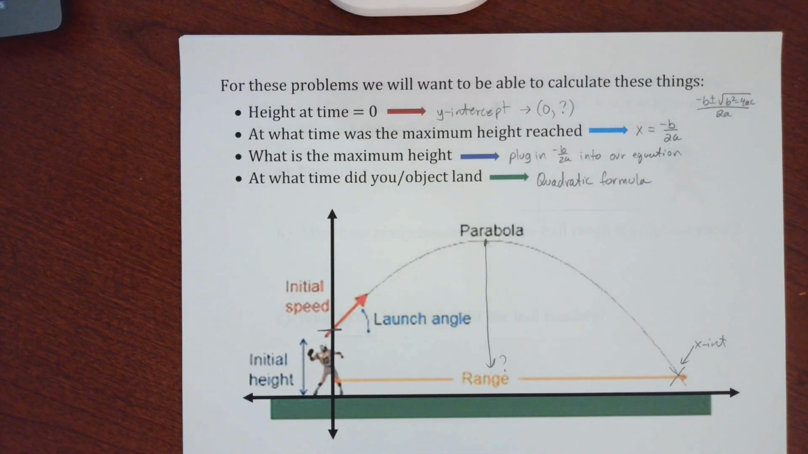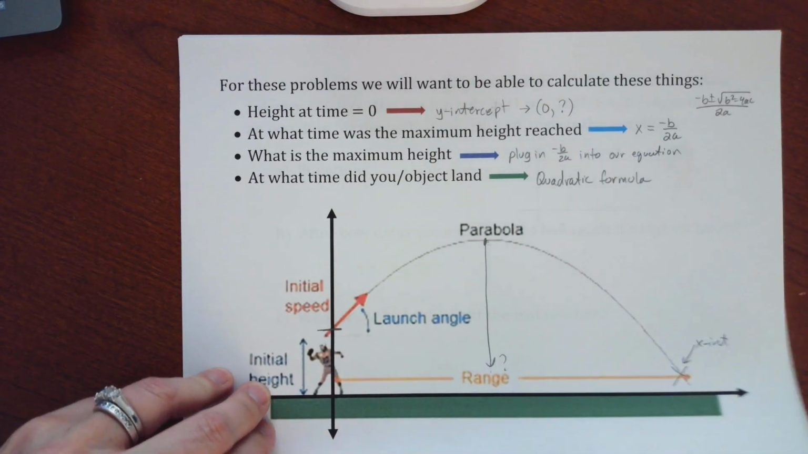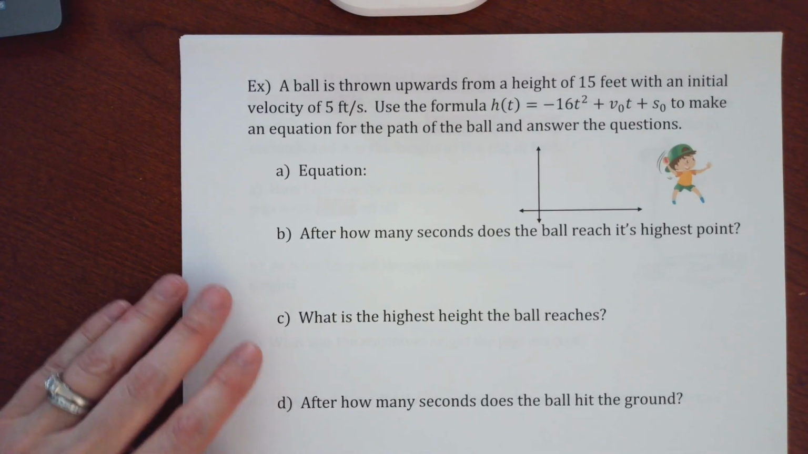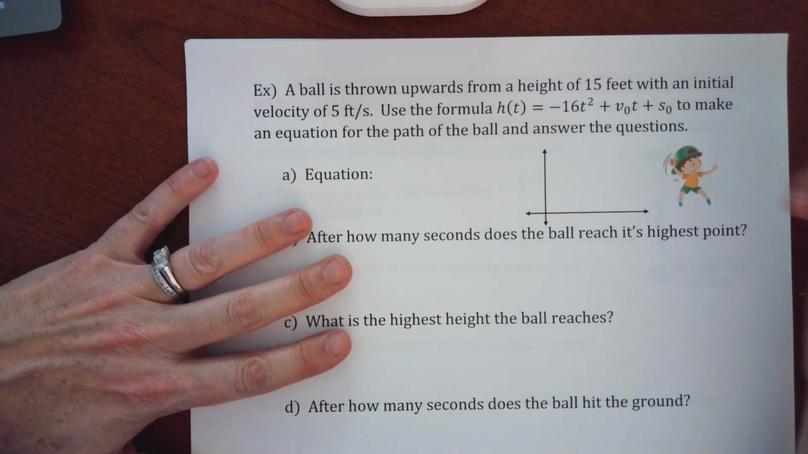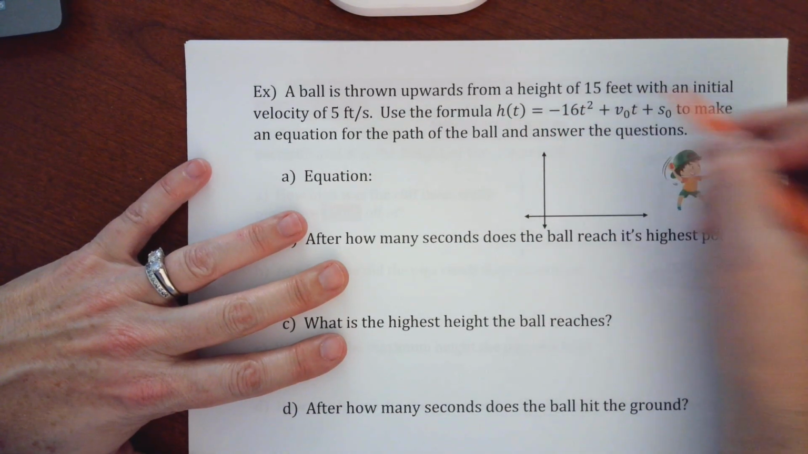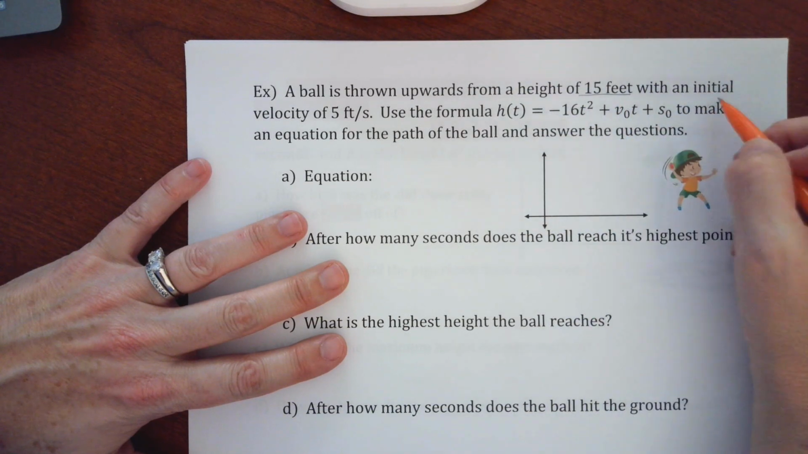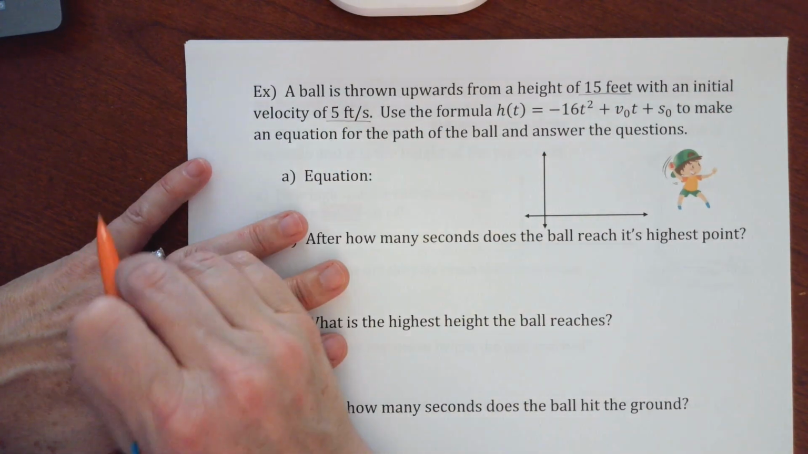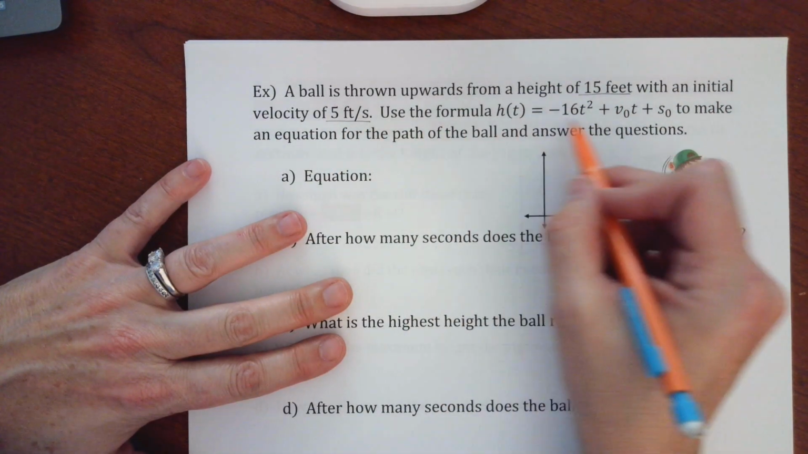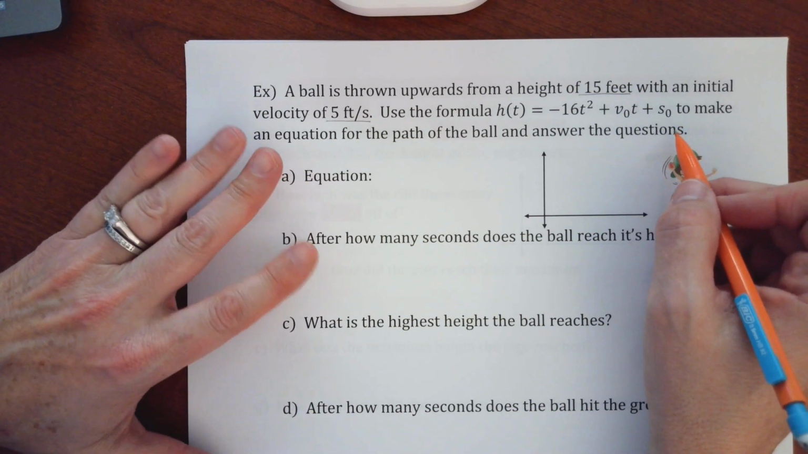Okay. All right, so here we go. Let's try one. All right, so a ball is thrown upwards from a height of 15 feet, so that's important, with an initial velocity of 5 feet per second, and use this formula, make an equation for the path of the ball.